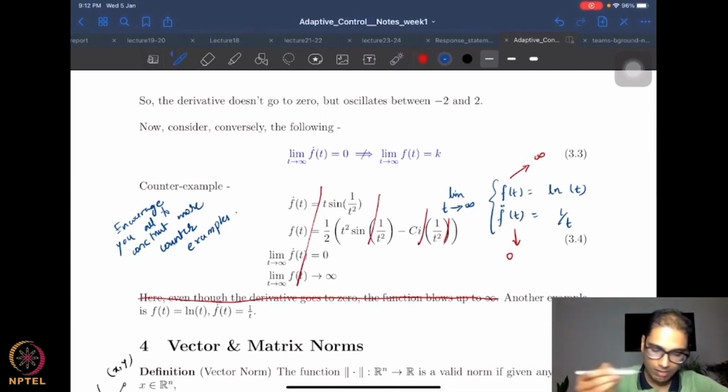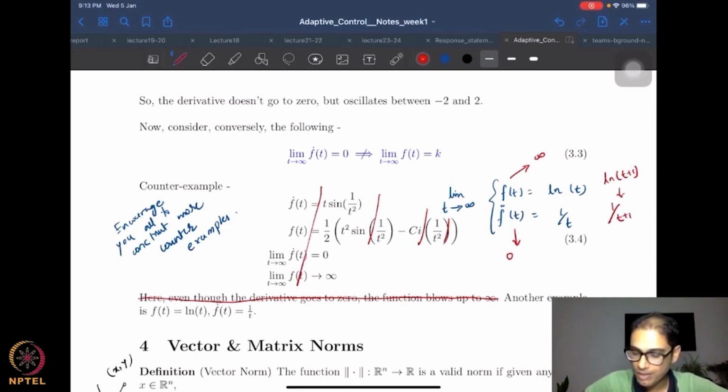How would I do that? Very simple. Instead of log t, I'll make it log t plus 1. Now the function's derivative is 1 over t plus 1, and I still have the exact same result: 1 over t plus 1 goes to 0 as t goes to infinity, while log t plus 1 blows up as t goes to infinity. In fact, this is now very well behaved at the origin, and since time is always considered non-negative, starting at 0, I have no problem. This is a very valid, nice function in the domain of my interest.